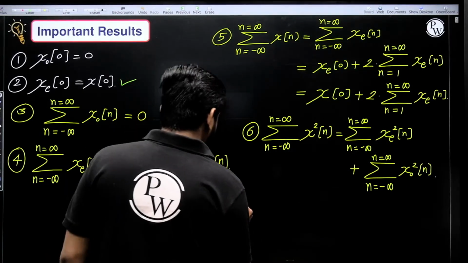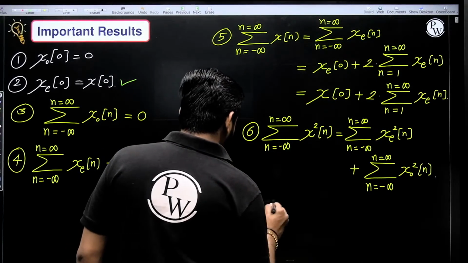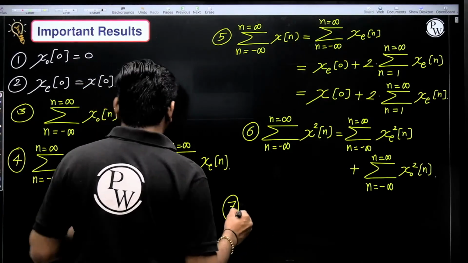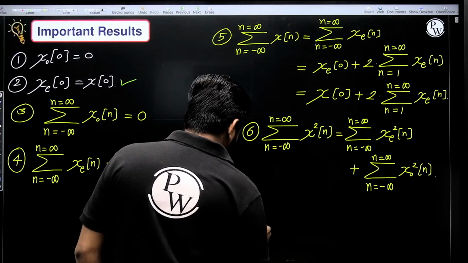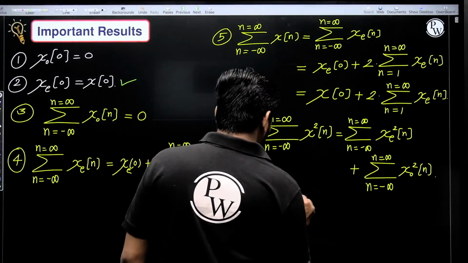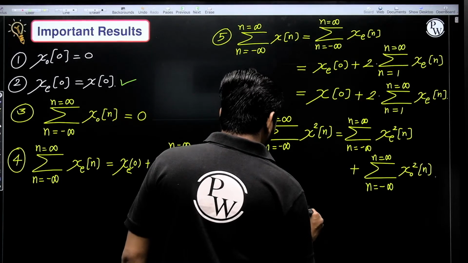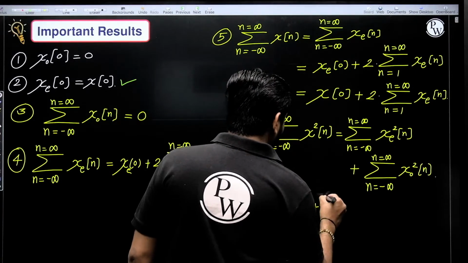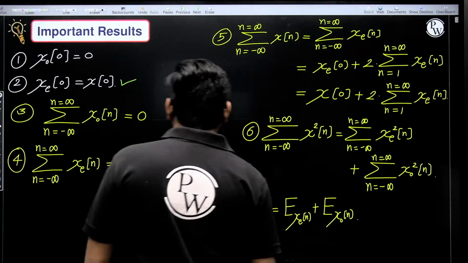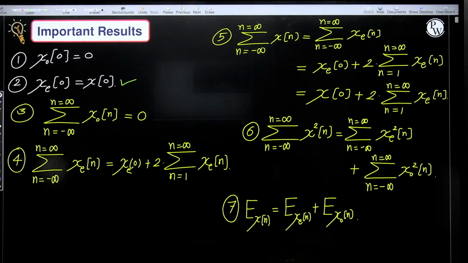So result number 7 you can write like this: the energy of x of n signal is equal to energy of its even part plus energy of its odd part. You see like this? Yes or no? So these are the very much important results for the continuous time odd even signal and discrete time odd even signal.